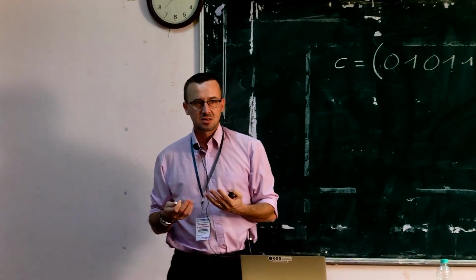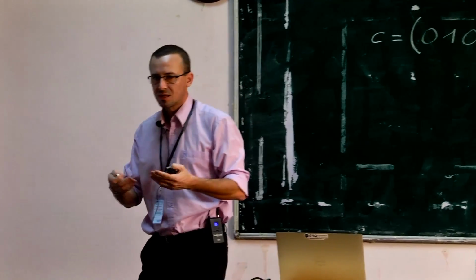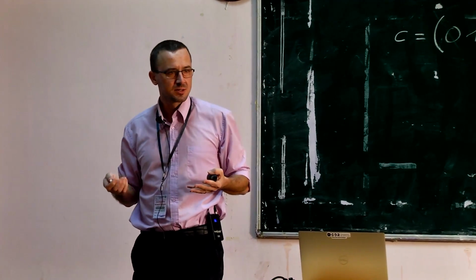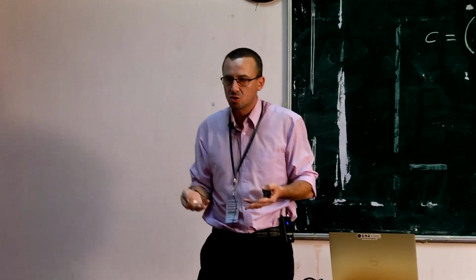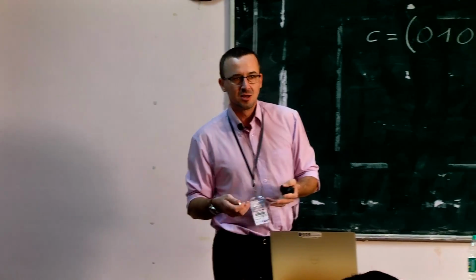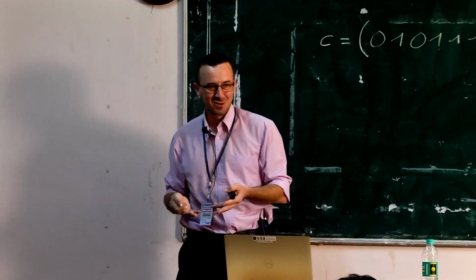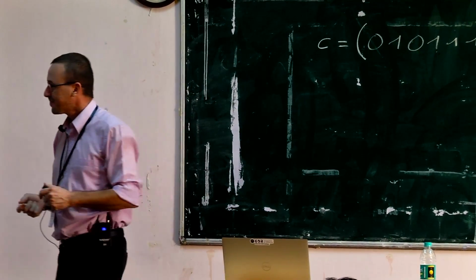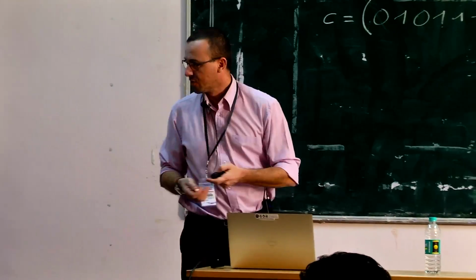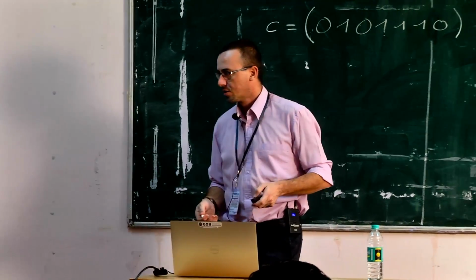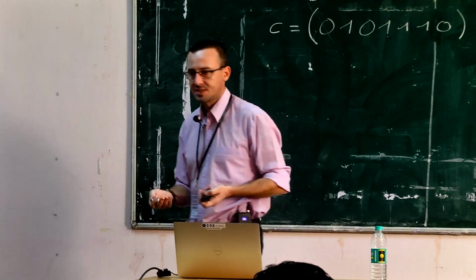And I told you that often we cannot enumerate all code words. There are 2 to the k possible code words, so it's exponential in the dimension of the code. We don't want to enumerate every single possible code word. So what we are going to do is exactly what we have done before, and that's why we compute the parity check matrix H.